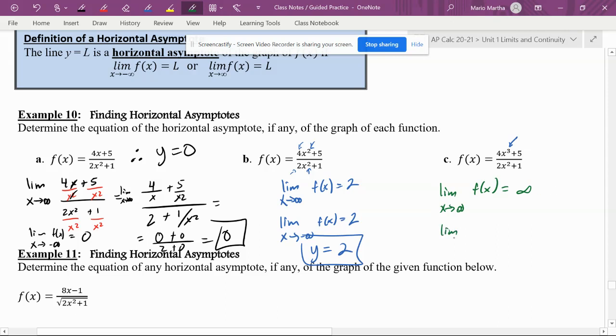And then the limit as x approaches negative infinity of f of x, it's an odd function, so it's doing the same thing. So this is going to be going towards negative infinity. So therefore, it has no horizontal asymptotes.